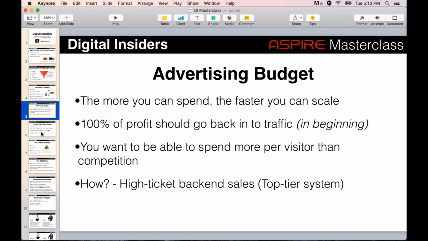So that's really the secret: you want to have high ticket back-end sales in your system, where you can draw profit from, and use these lower ticket, entry-level items just to pay for your traffic. And again, we'll get into that a little bit more momentarily.